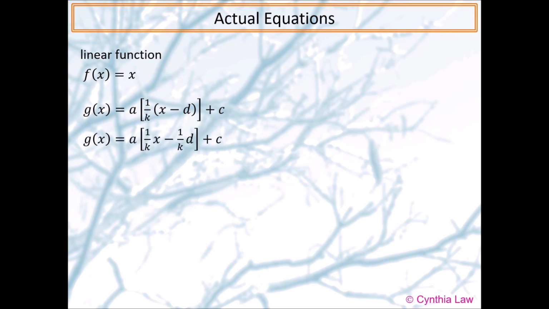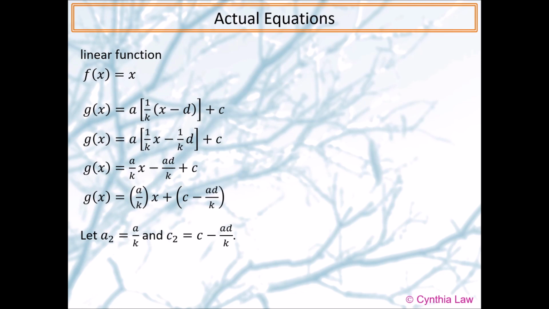And then we can start simplifying. So we multiply 1 over k to what's inside the bracket. We apply the distributive property to have 1 over k x subtract 1 over k times d inside the square brackets. And then we expand further to have a over k times x minus a times d over k, and then we add c at the end. Next, we want to collect like terms so that the x terms are together and the constant terms are together. So to make it easier to read, I just add these extra brackets to help everyone to see it clearly.